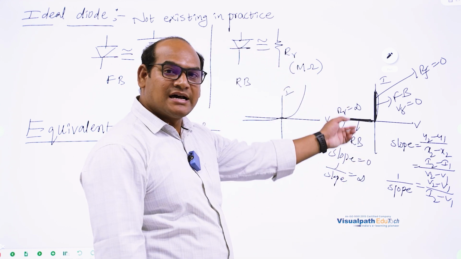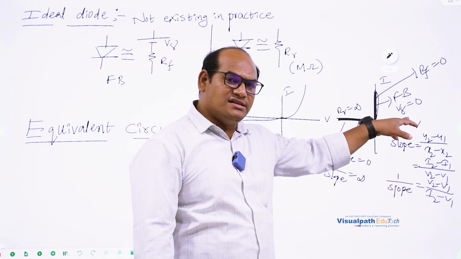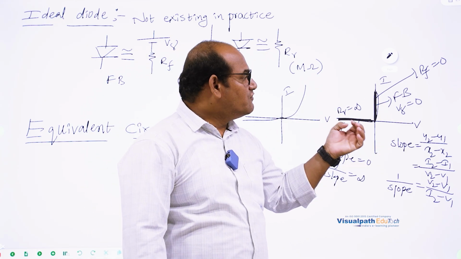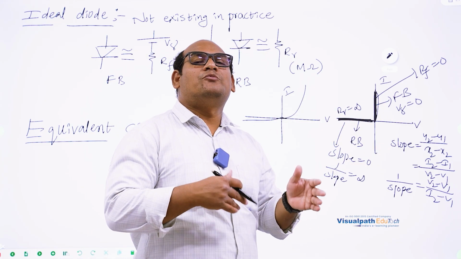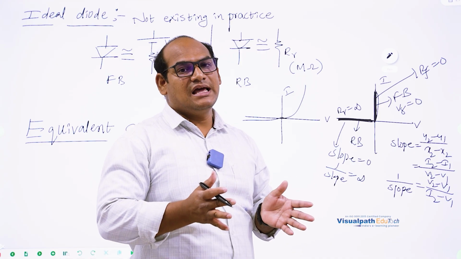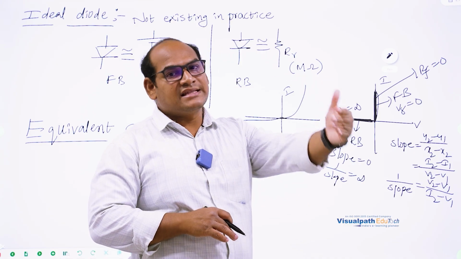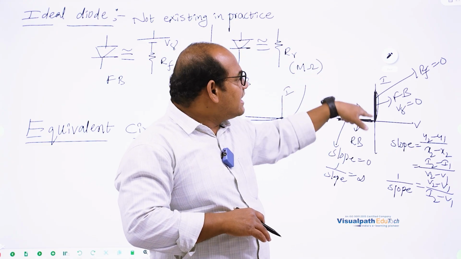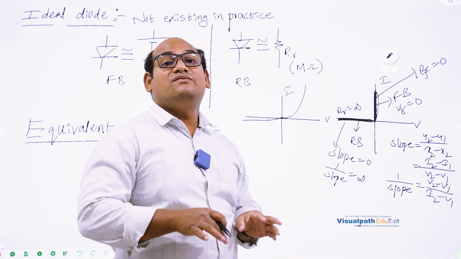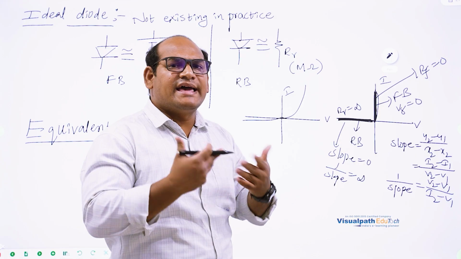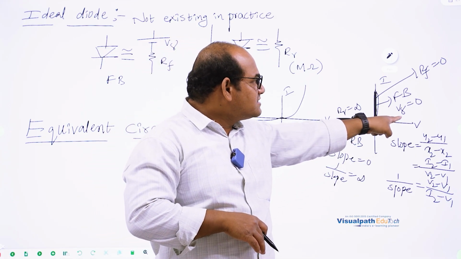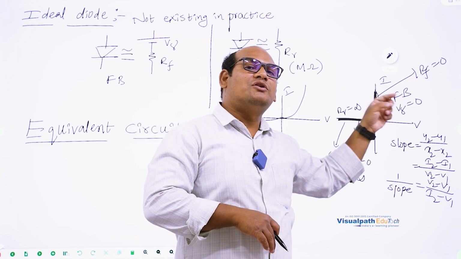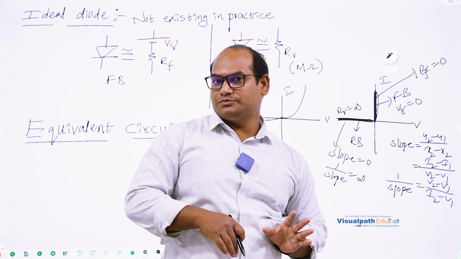So only two things are there. Anyhow, V gamma is 0. Why is V gamma 0? We need not apply a certain amount of voltage. We need not wait for the cut-in voltage to get a rise in the current. You see, immediately it is getting the rise in the current. So there is no question of V gamma. So V gamma we can directly take as 0. So V gamma is 0, RF is 0 in the forward bias characteristics of the ideal diode.